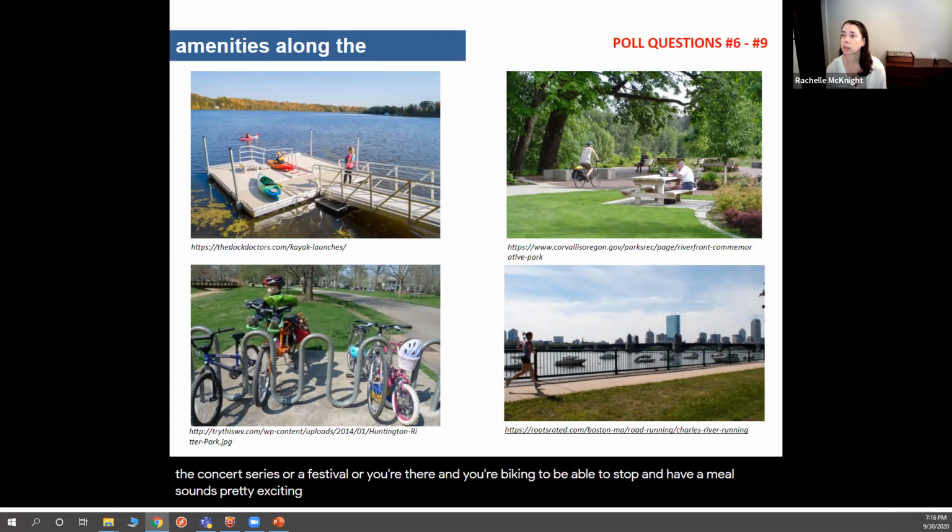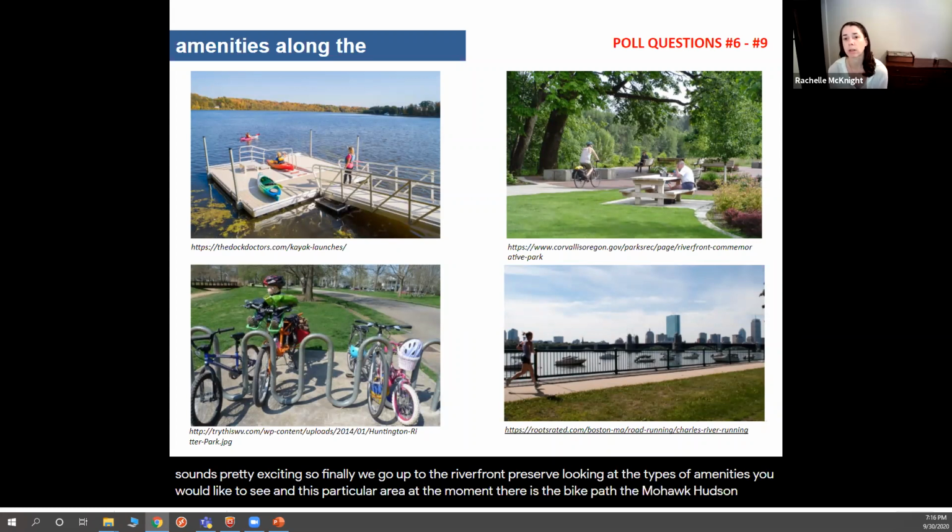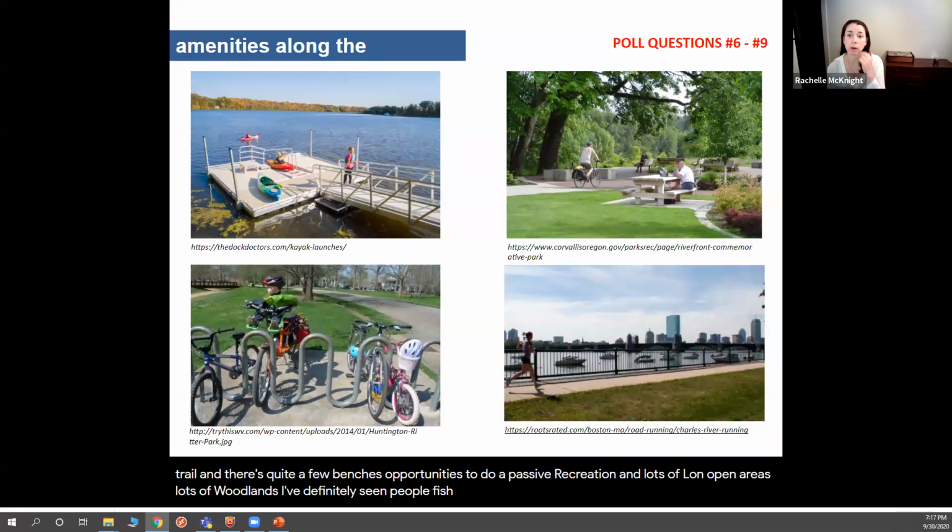Okay, so finally we go up to the Riverfront Preserve, looking at the types of amenities you would like to see in this particular area. At the moment, there is the bike path, Mohawk Hudson Bike Trail, and there's quite a few benches, opportunities to do passive recreation, lots of lawn, open areas. Lots of woodlands. I've definitely seen people fishing there as well. But it's really kind of a blank canvas at the moment, which is cool. I'll leave it open until about 45 seconds.